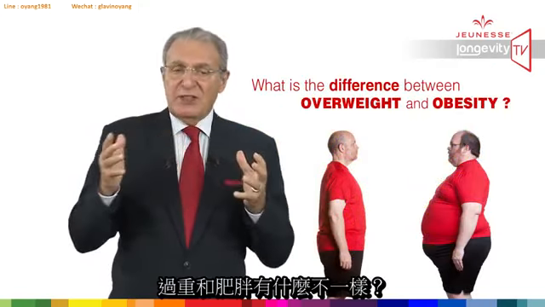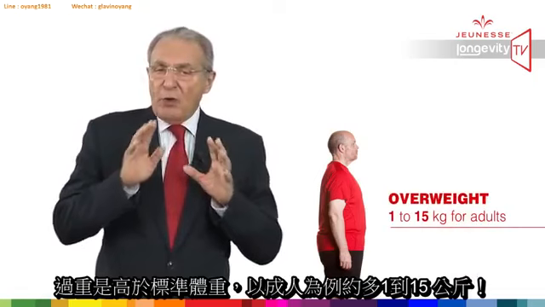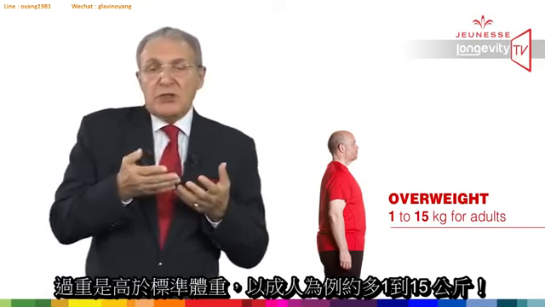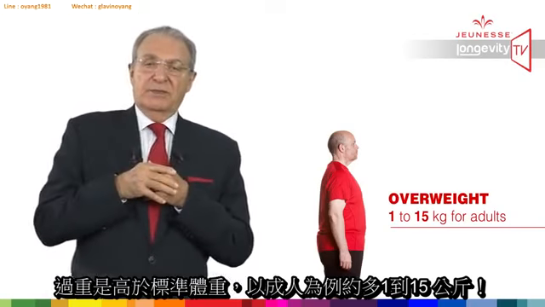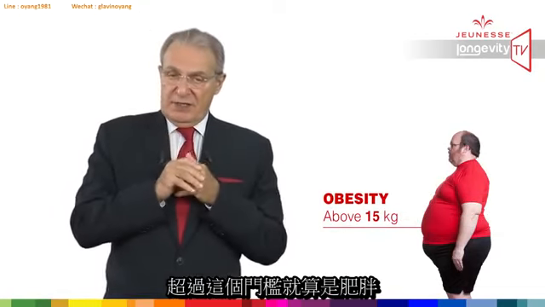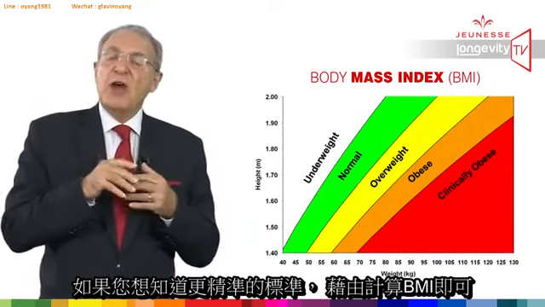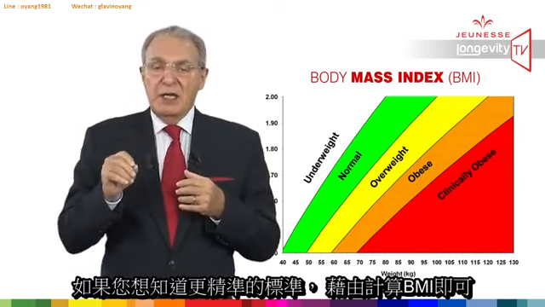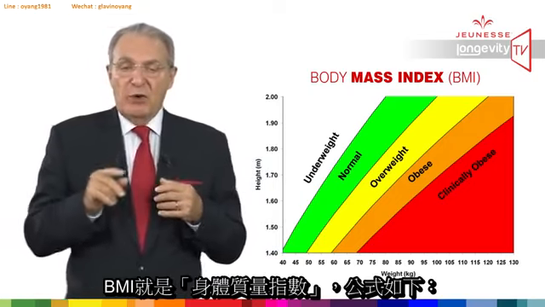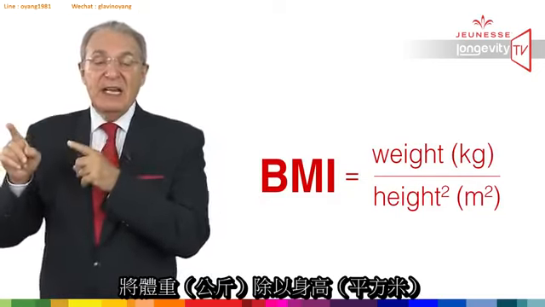So, what is the difference between overweight and obese? Overweight means that you gain only a few kilos above standard, from 1 to 15 kilos for adults. Above this threshold, you're considered obese. If you wish to get more detailed information, then you have to calculate your BMI, which means your body mass index, by using the following formula: your weight in kilos divided by your height in square meters.